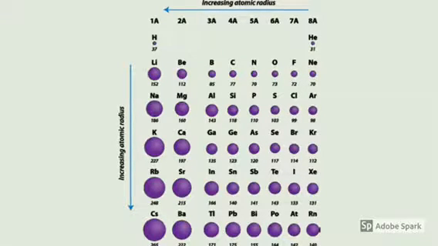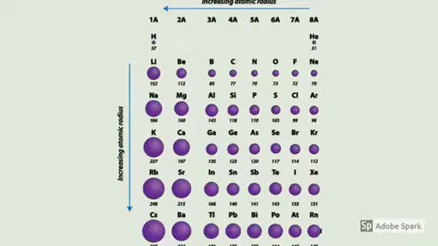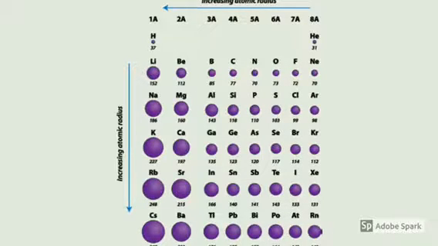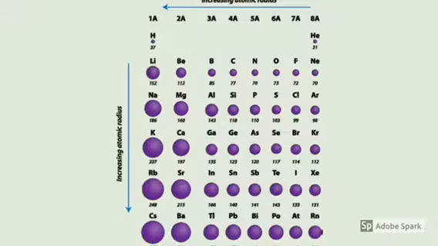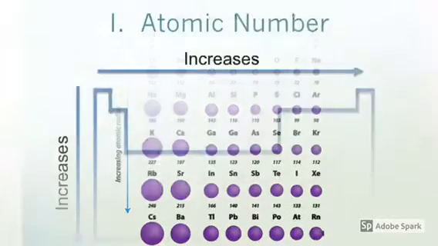Atomic radius is how big the atom is. The bigger the atom, the more electrons it has, the more protons and neutrons it has. The bigger the radius, the easier it is for it to bond to other atoms around it.